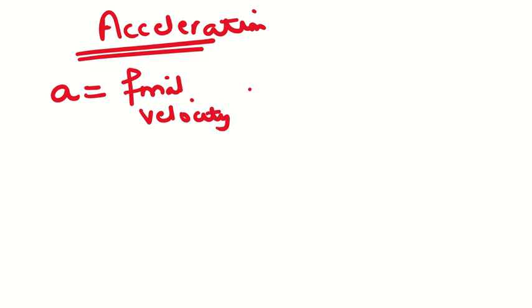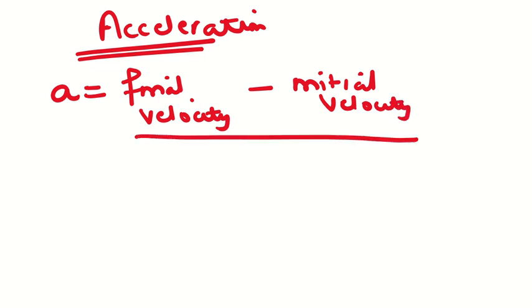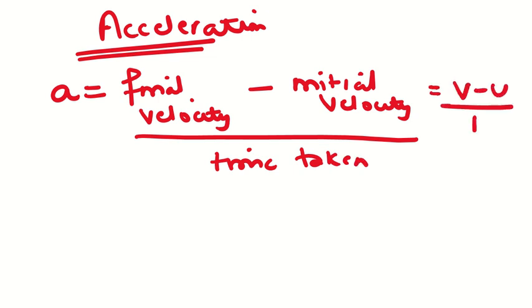So we were on the topic acceleration, right? First of all, keep in mind it is represented by small a. Mathematically, acceleration is final velocity minus initial velocity divided by time taken, which can be written as v minus u by t.